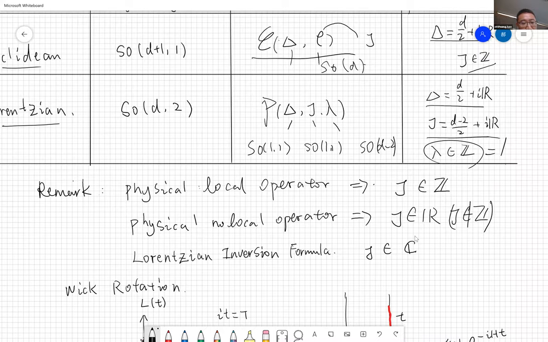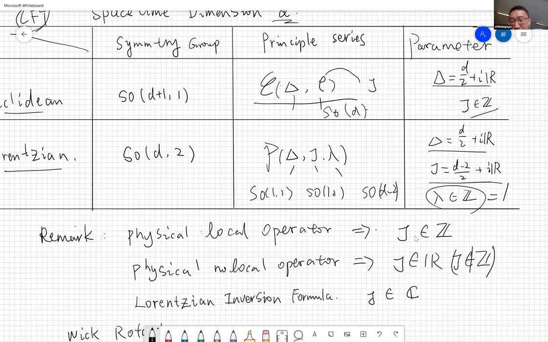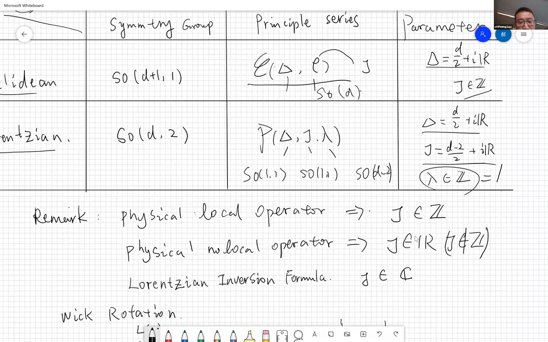And here is a remark on the spin. For physical local operators, the spin should always be an integer. In Lorentz signature, for physical non-local operators, the spin g could be a real number. And some recent work, like the Lorentzian inversion formula, tells us that g could also be a complex number, not only real.